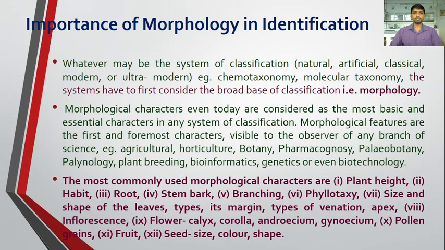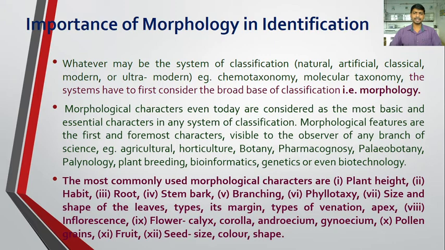The most commonly used morphological characters are plant height, habit, root, stem, branching, phyllotaxy, size and shape of leaves, types, its margin, types of venation, apex, inflorescence, flower, calyx, corolla, androecium, gynoecium, pollen grain, fruit, seed, its size, color and shape. These are the morphological characters that have been used in the identification of the plant. These characters are easily seen by the observer of any branch of science.